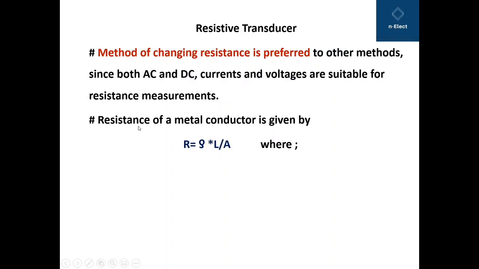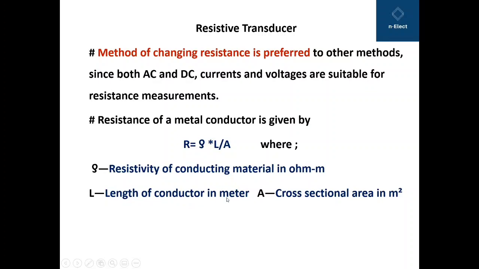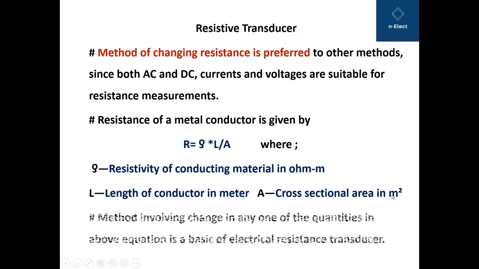The most common formula for the resistance of a metal conductor is R equals rho L by A, where rho is the resistivity of the conducting material, in ohm meter, L is the length of the conductor in meters, while A is the cross-sectional area in meter square. A method involving a change in any one of the quantities in the above equation is the basis of electrical resistive transducers, meaning by changing the length of the resistance wire or by changing the area of cross section we can change the resistance value.